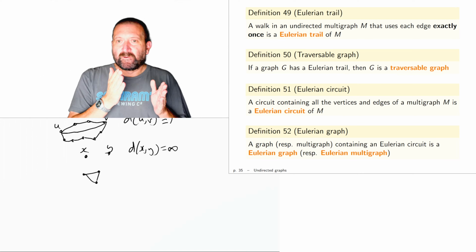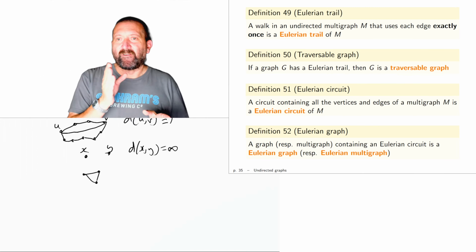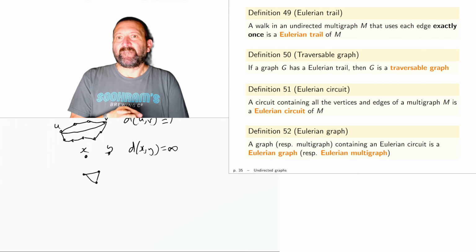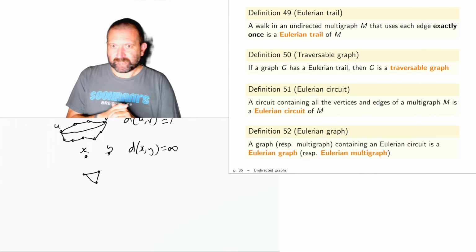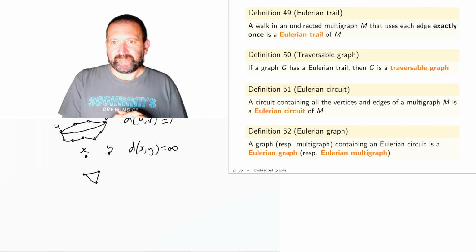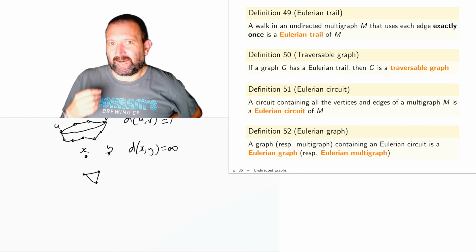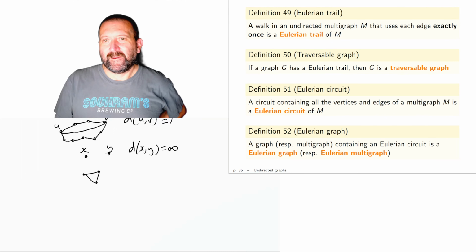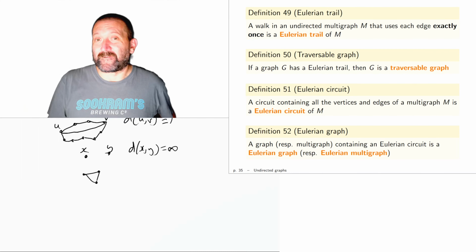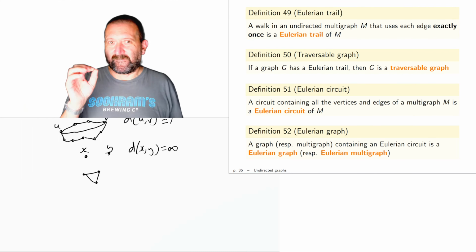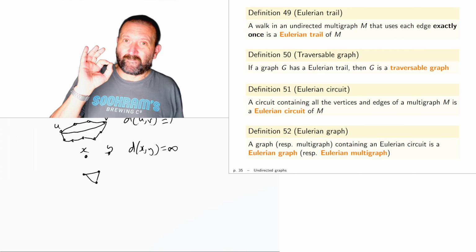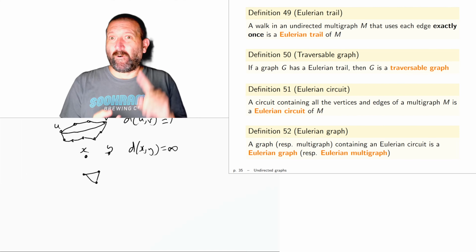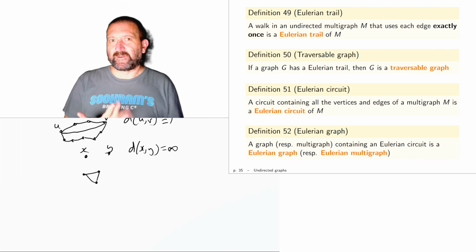If you can go through all the vertices and all the edges, then you have an Eulerian circuit. If there is an Eulerian circuit, then you're talking about an Eulerian graph or an Eulerian multigraph, depending on the case. If that's a circuit, you have to finish where you started. So you have to go through all the vertices, all the edges, and start back where you came from.